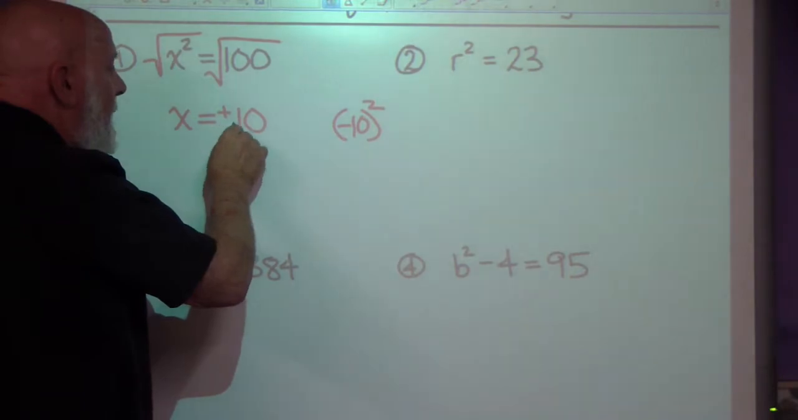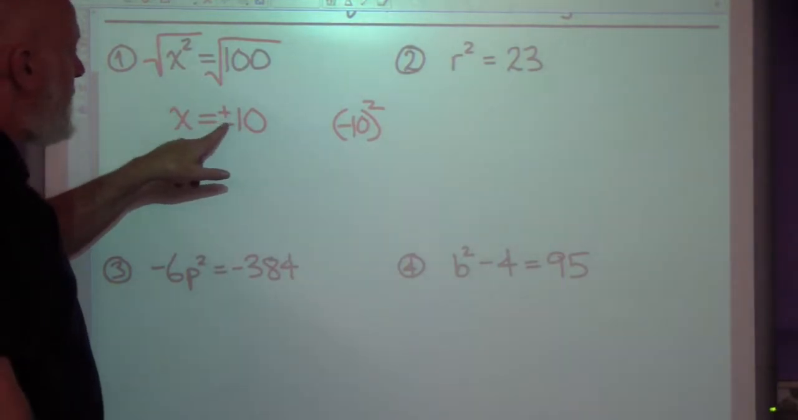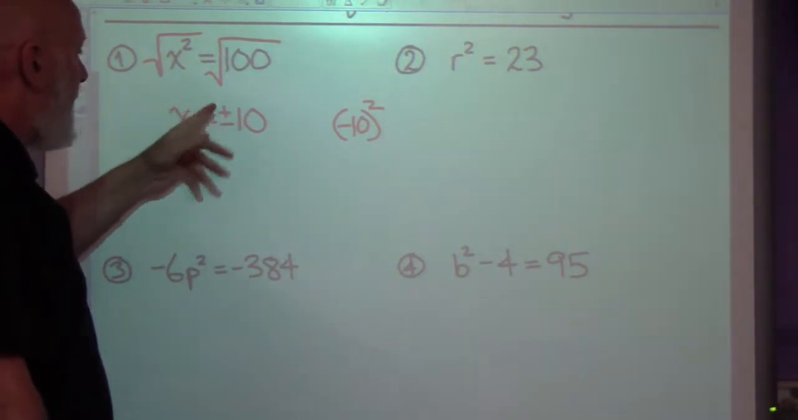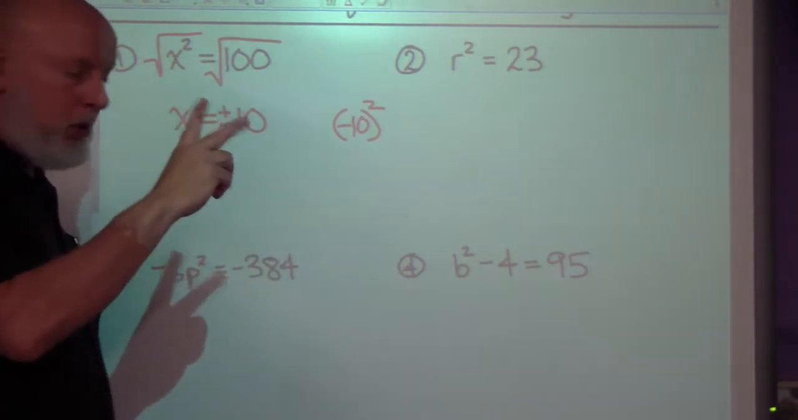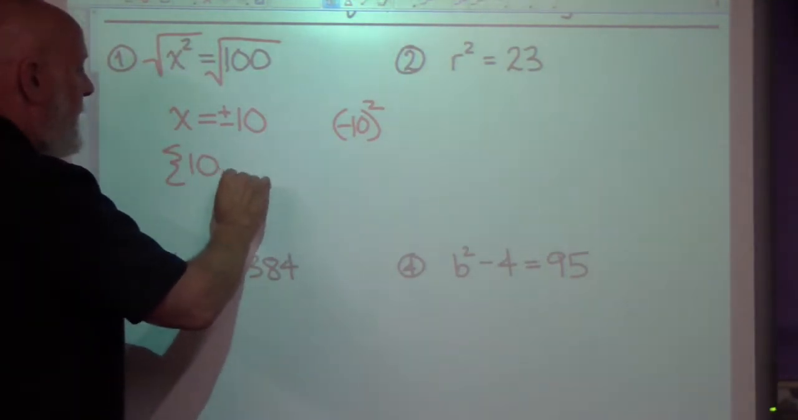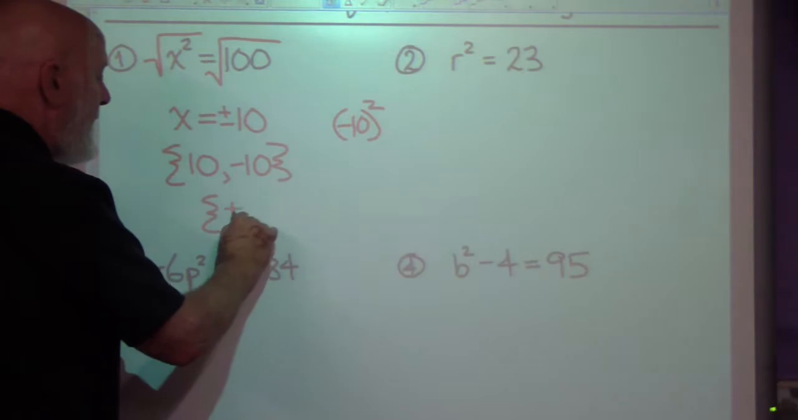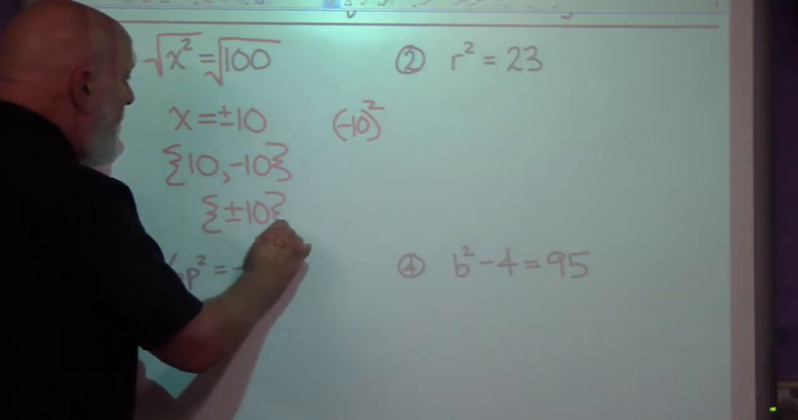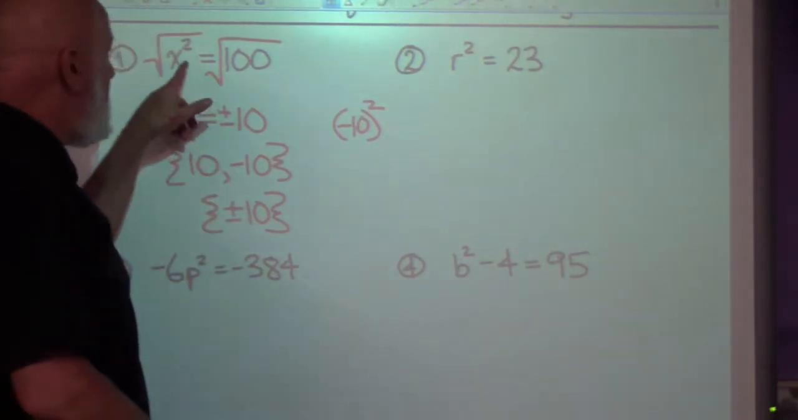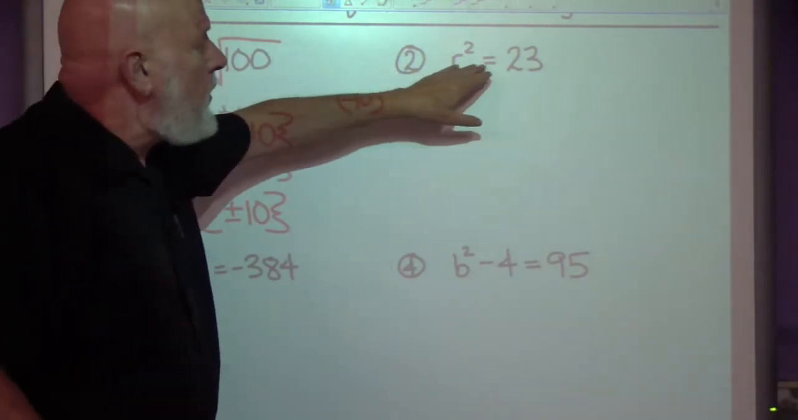So when we take the square root of both sides of an equation, we generally write our solution as plus or minus whatever the square root of our constant is. So in this case it would be x equals plus or minus 10. There are two solutions. If you were looking for the solutions as a set, they might look like this. And sometimes you'll see the set written with both of them. And sometimes you'll just see it written like this. All three of these are appropriate ways of stating the solution to this particular equation, x squared is equal to 100.